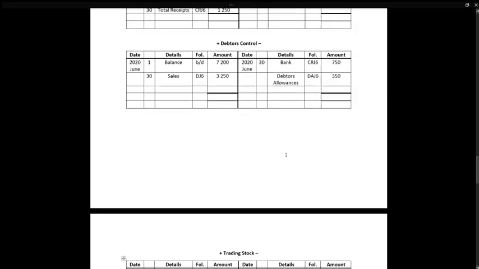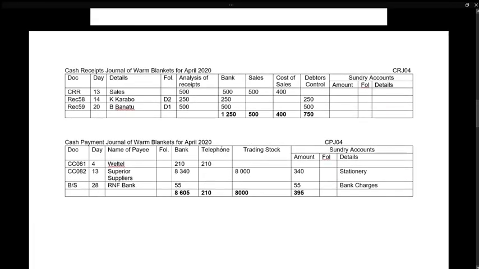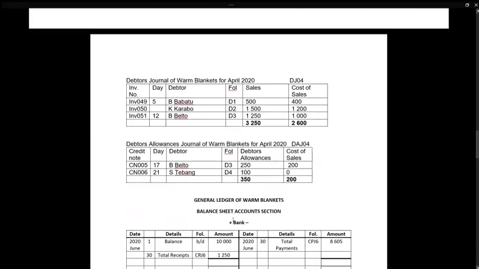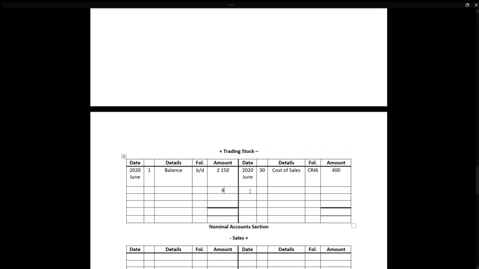There you go. Right, now I also bought some trading stock in my cash payment journal to the value of 8,000 Rand. So my trading stock will increase with that amount. Where did I get this information? From my CPJ6. My details will be bank and the date will be the 30th.